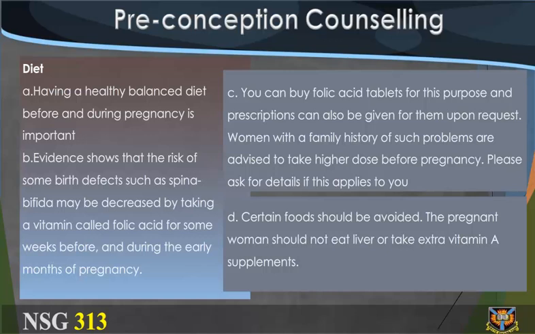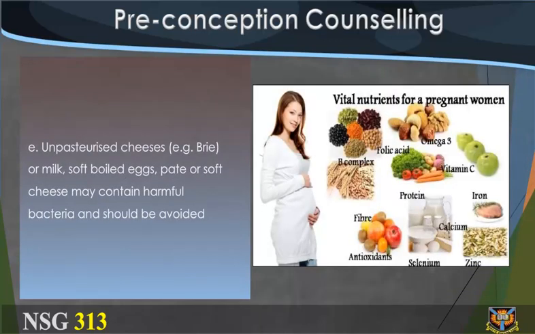D. Certain foods should be avoided. The pregnant woman should not eat liver or take extra vitamin A supplements. E. Unpasteurized cheese or milk, soft-boiled egg, pate or soft cheese may contain harmful bacteria and should be avoided.